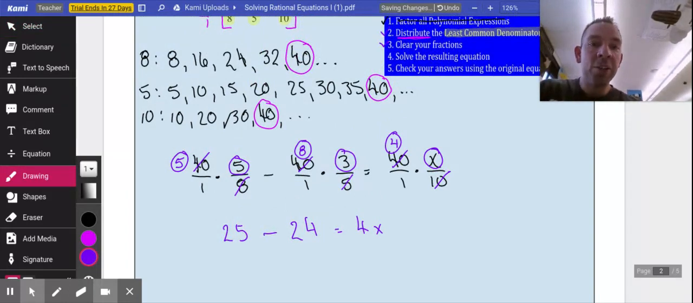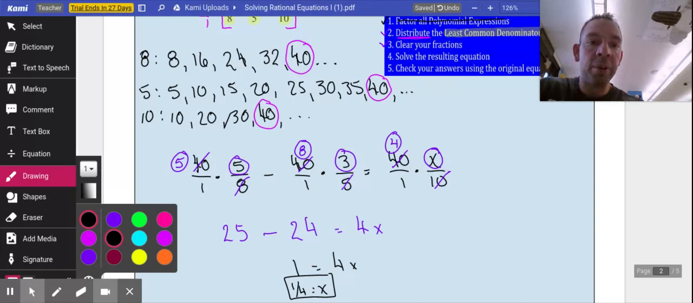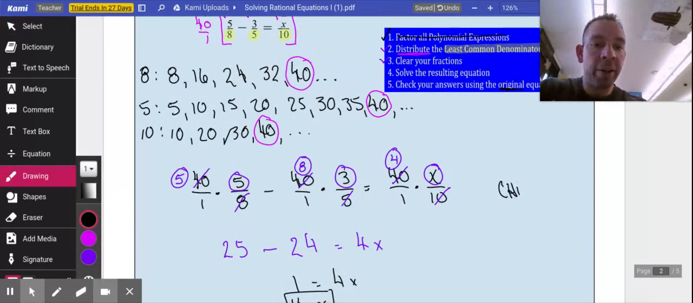Step 4 says to just focus on solving the resulting equation. 25 minus 24 makes 1, and we can divide the 4 over, and we get 1/4 equals x. The only other thing left to do is to check your answer with the original equation. So here's my check over here, and we're going to use our calculator a lot for this. You have 5/8 minus 3/5 equals 1/4 divided by 10. We're just substituting that 1/4 for x, and we can plug this into our calculator.